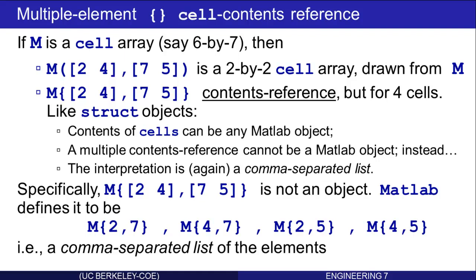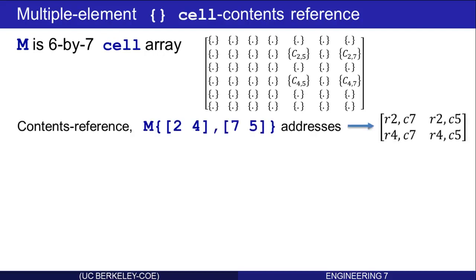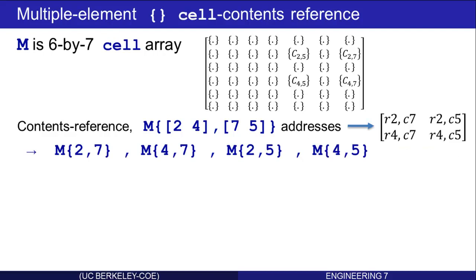Let's go into a little more detail about what we mean by linear order when only portions of the array are referenced. We'll continue with this 6 by 7 cell array and focus on a reference to rows 2 and 4 and columns 5 and 7. This contents reference selects the rows and columns in the order shown. On the right, I've arranged the elements consistent with the row and column index in the reference. Linear order implies that the comma-separated list will have the following sequence. First the contents of the 2, 7, then 4, 7, then 2, 5, and then 4, 5.